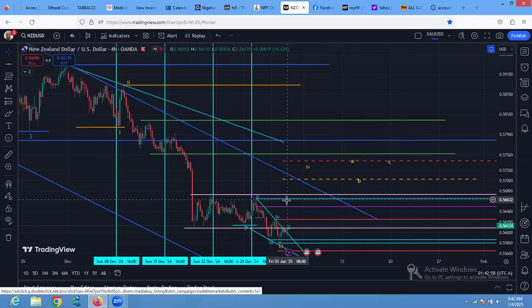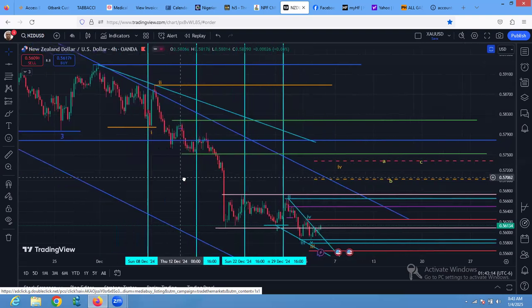So price may come to take this area. If it takes this, it comes to this point, we are testing this area as the second wave and the fourth wave. Price should not break even this area before we see a drop again. So that is what this is presenting.